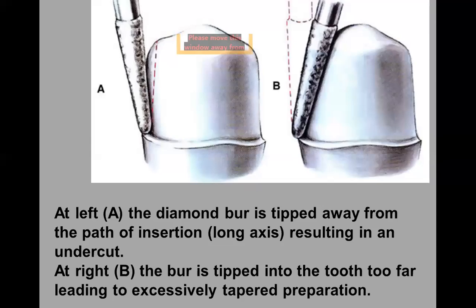In part B, it is the opposite. Now the burr is tipped into the tooth structure. Again, it is shifted from the long axis, or the path of insertion direction. It will lead to an excessively tapered preparation, and again, it will affect the retention of the crown on the tooth.